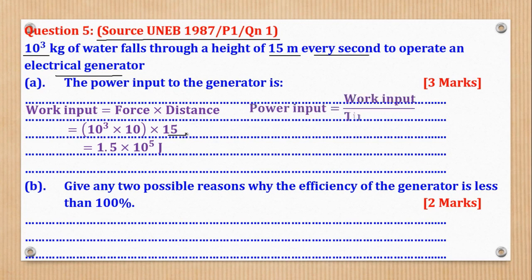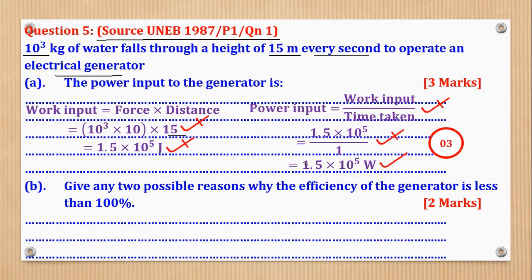Now that I know the work input, I can get power input from work input over time taken. So when I substitute, I'll come up with that, and when I simplify, I'll come up with my power input as 1.5 exponent 5 watts. So basically that's what they wanted, and now let's see how much can be awarded. So half a mark for that, half a mark for that, half a mark for that, half a mark for that, and full mark for that. So basically that's how the 3 marks could be got. So now we shall go to part B.